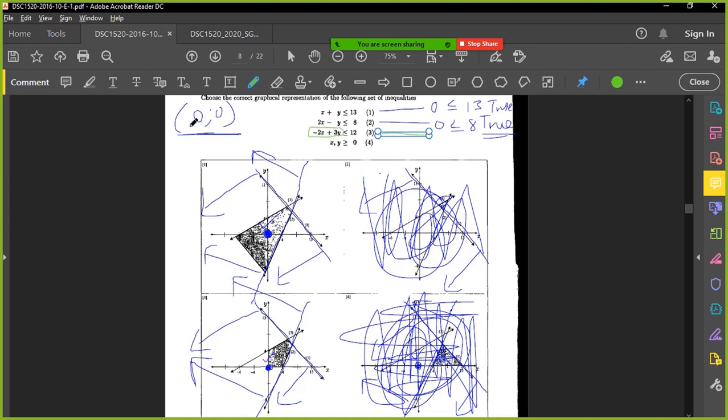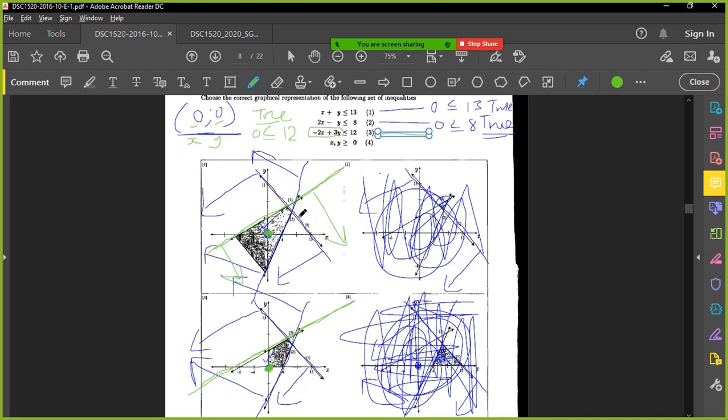0. Yes, because remember you're putting in 0 and 0. You're putting in x and you're putting in y. So 0 plus 0 is 0. Is 0 less than 12? Yes. Is that true? Yes. So because it's true, where is that graph? Here's the graph. Do you see it? Where's the origin? There. So it's on this side. Do you agree? Yeah.